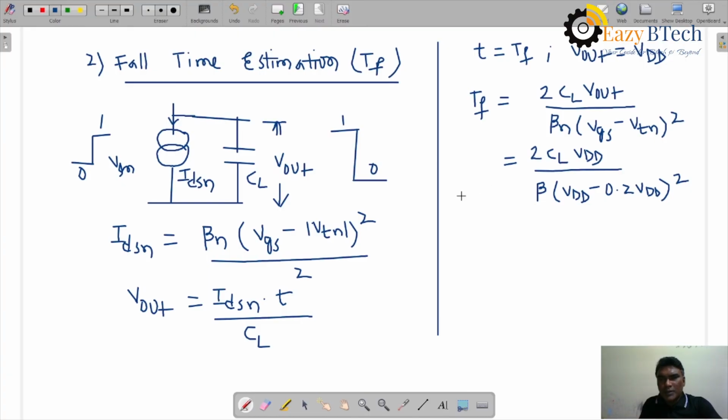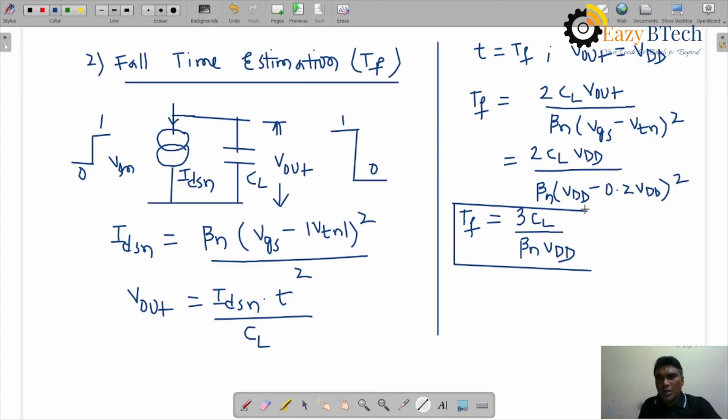What happens? The final equation for TF has 0.8 VDD, so 0.8 VDD whole square. So it will be 2 by that 0.8, it will be 6.4 like we'll get. Then if you take the ratio, we will get 3CL divided by beta n into VDD. This is the final equation of fall time when the NMOS transistor is on, right?